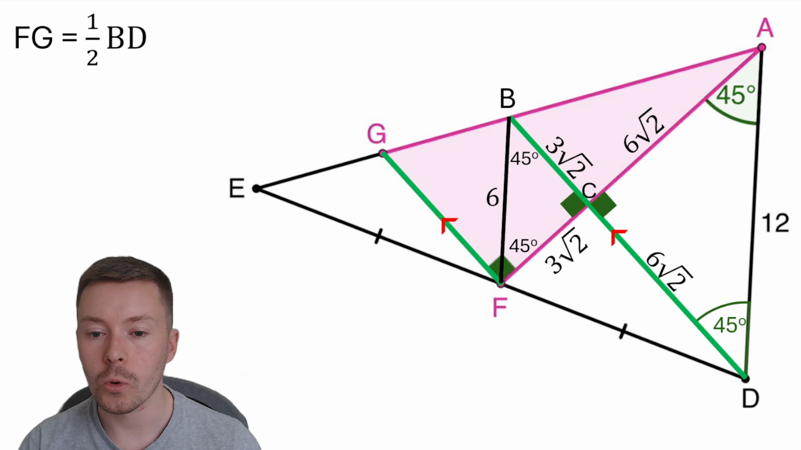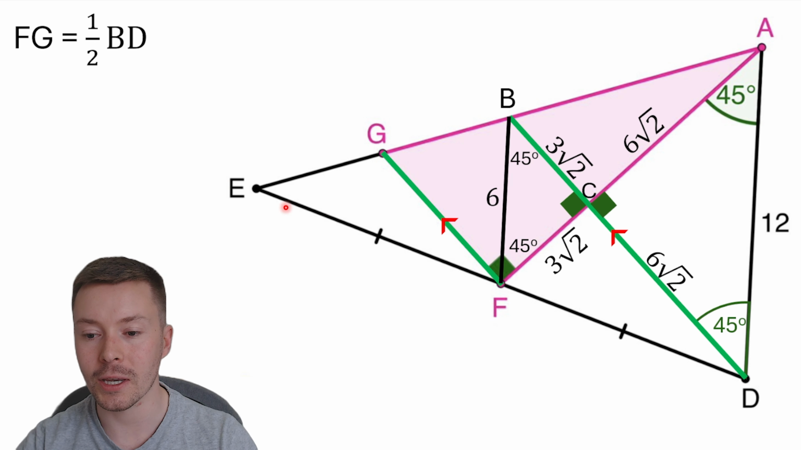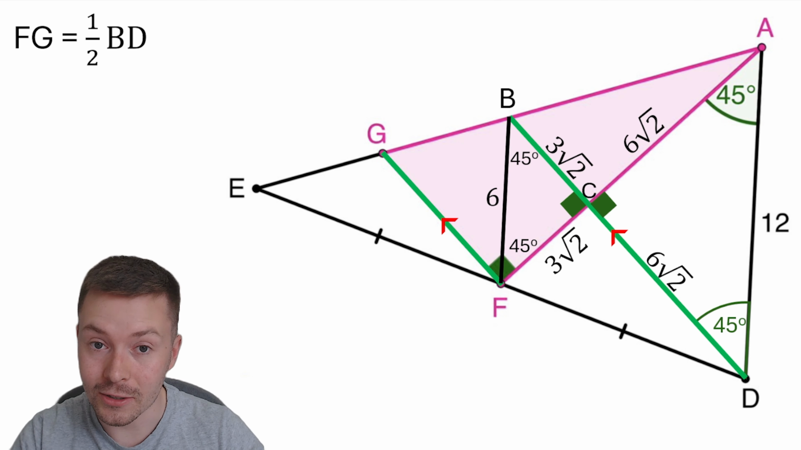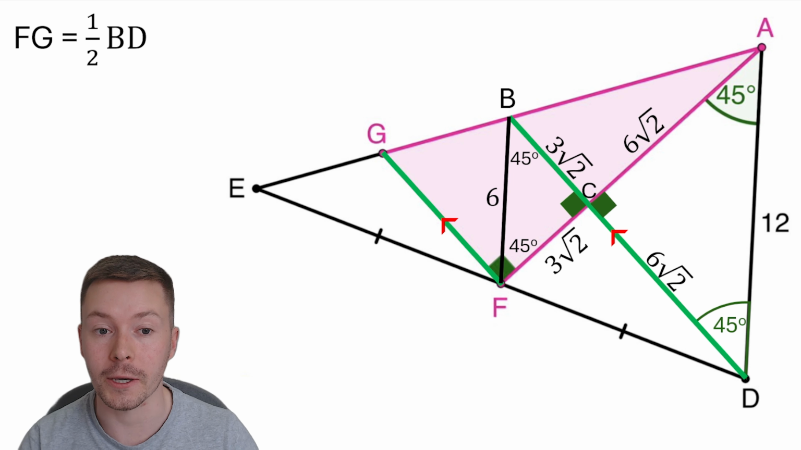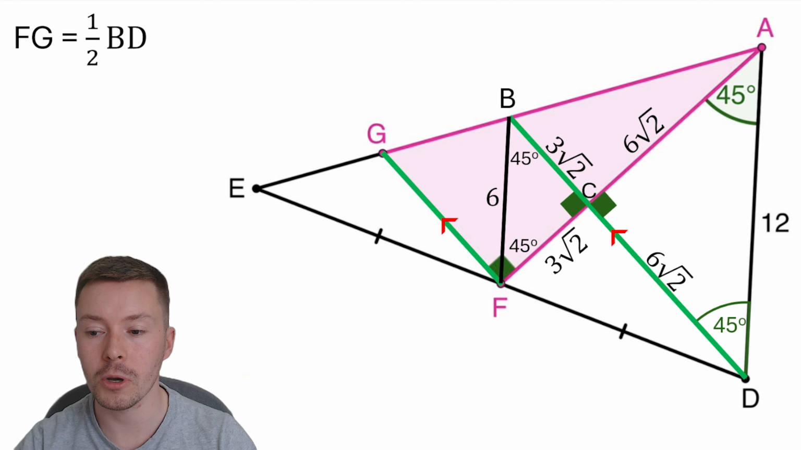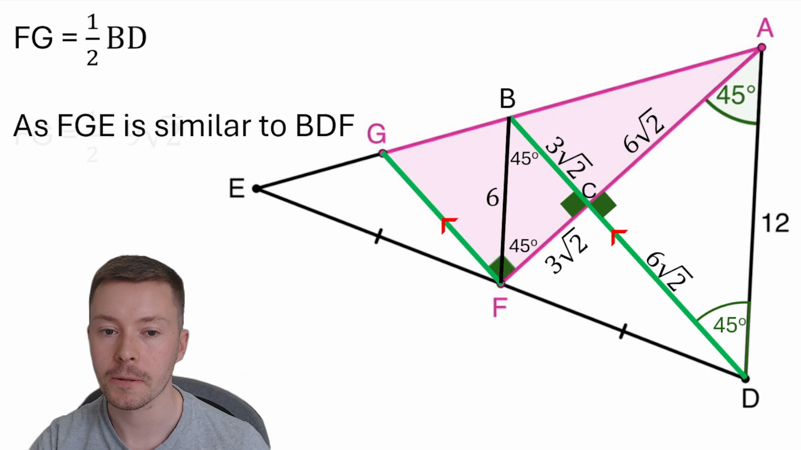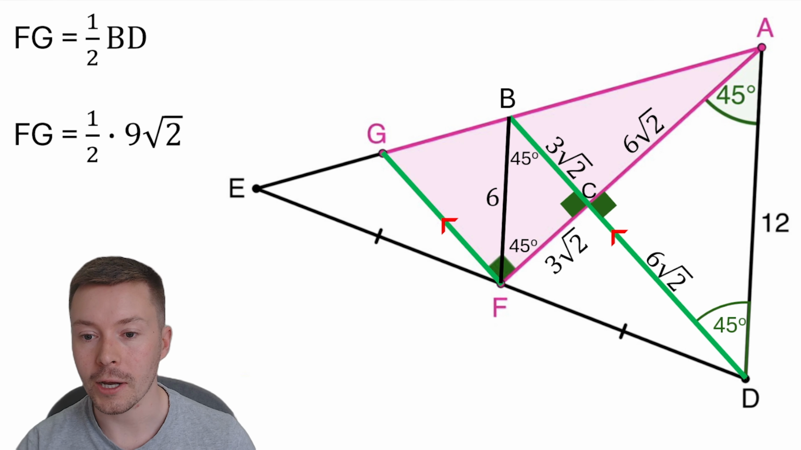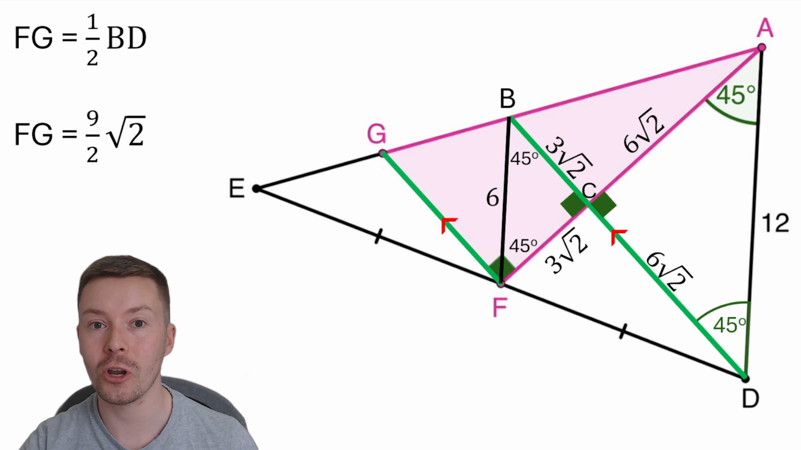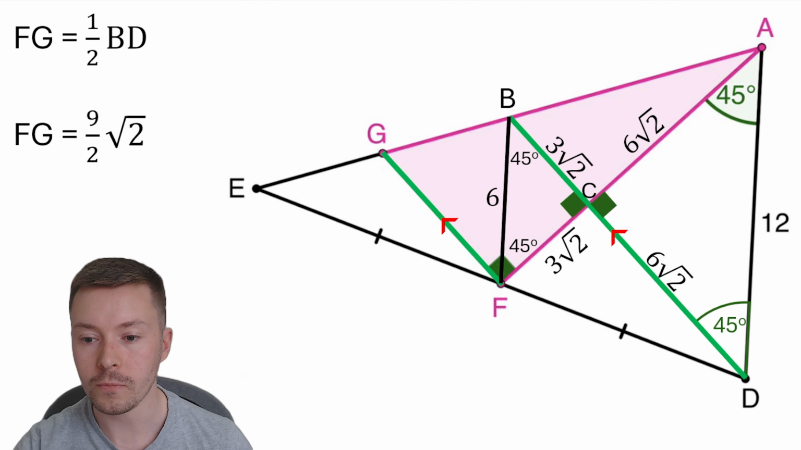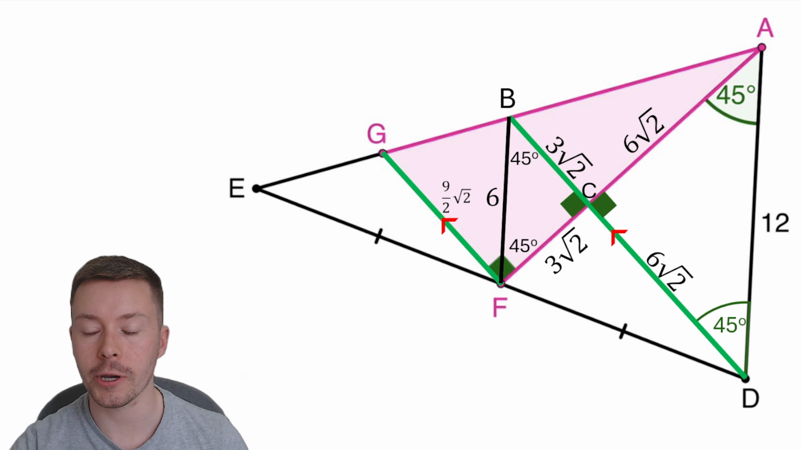Right. So because again, we have gone from a length of DE, so half that, FE, that triangle must be half as big, or at least the lengths, I should say, must be half as big. And so FG must be half of DB. So where we've got 9 root 2 here, we're going to half that to get FG, and that is going to give us 9 over 2 root 2. Okay, let's put that on the diagram.